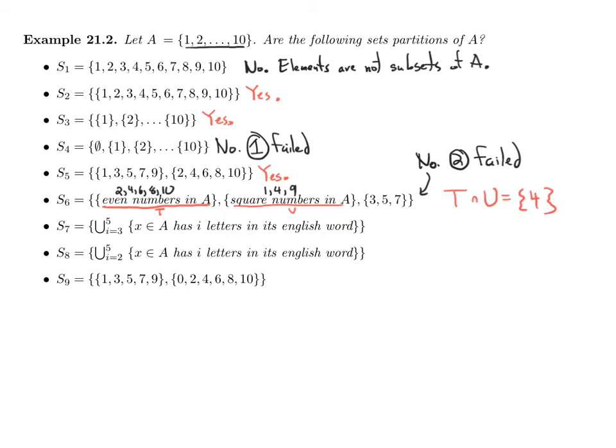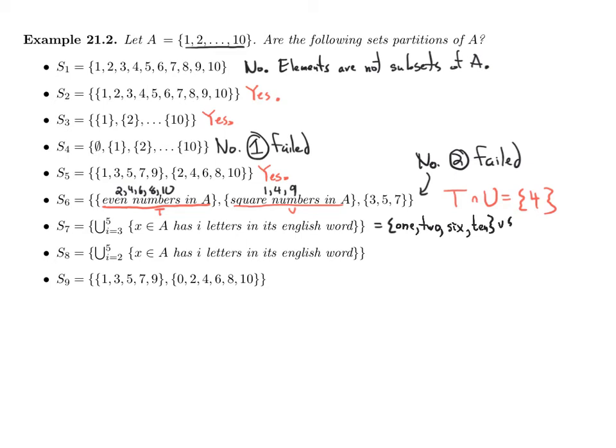So let's look at what this is. The first set is when i equals 3. So it's going to be all the English words of the numbers that have 3 letters in them. So we have 1, we have 2, we don't have 3, 4, or 5, we have 6, we don't have 7, 8, or 9, but we have 10.